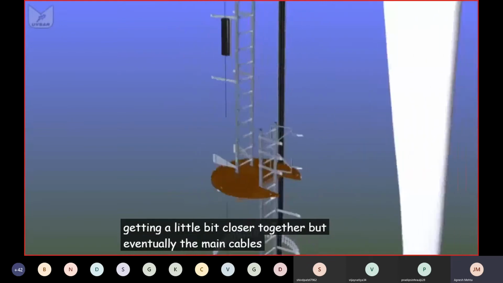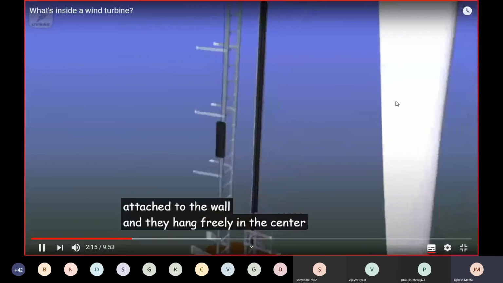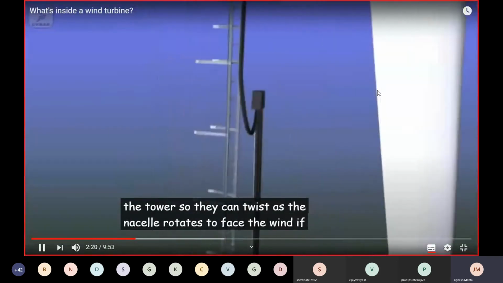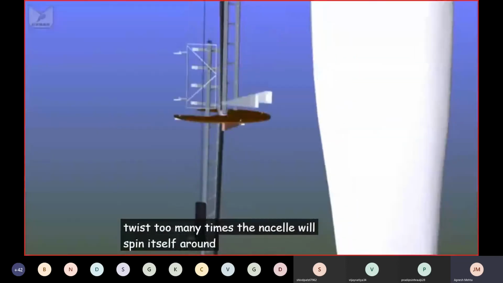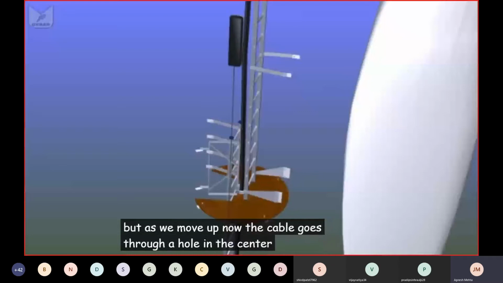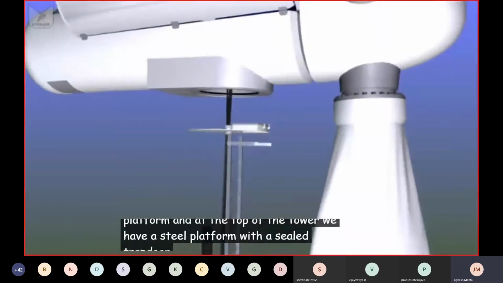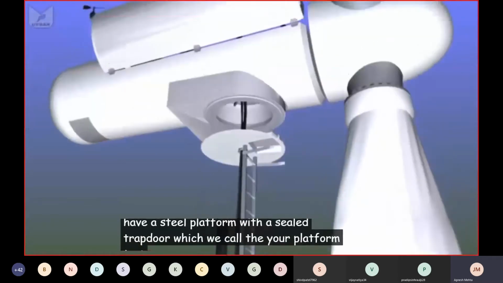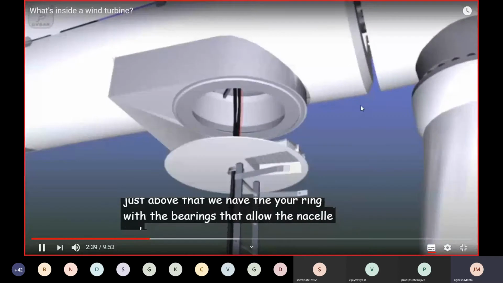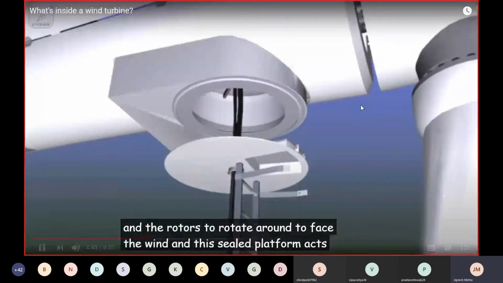But eventually, the main cables stop being attached to the wall, and they hang freely in the center of the tower, so they can twist as the nacelle rotates to face the wind. If they twist too many times, the nacelle will spin itself around to remove the twists. But as we move up, now the cable goes through a hole in the center of each platform, and at the top of the tower we have a steel platform with a sealed trapdoor, which we call the yaw platform. Just above that we have the yaw ring with the bearings that allow the nacelle and the rotors to rotate around to face the wind.